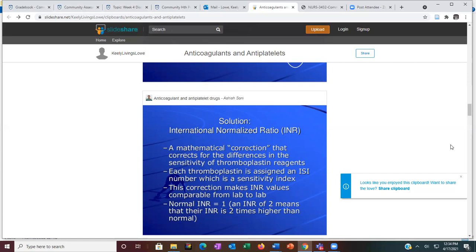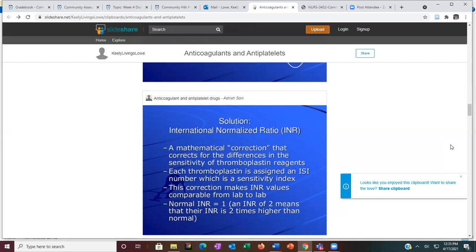Anyway, what it boils down to is this INR value, if you're taking Coumadin or warfarin, is the same no matter what lab you go to. A normal INR for you and I who aren't taking an anticoagulant is 1, which means that the normal PT versus what it is when they draw my blood is 1, because I'm just functioning on normal clotting. But an INR of 2 means that their number is 2 times higher than normal. It takes twice as long to do the clotting. Okay, so we can look at it that way.